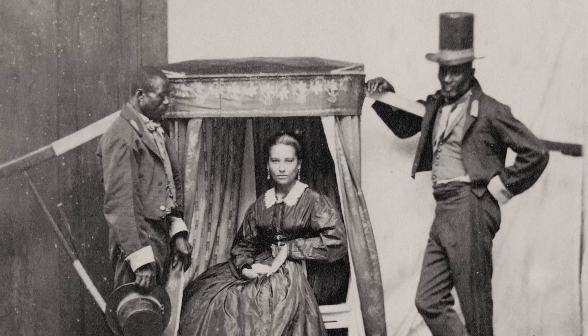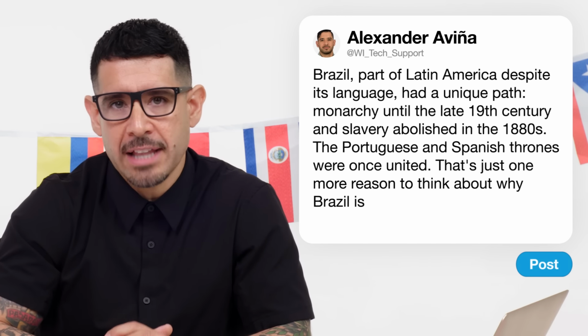It will be the last nation in the Western Hemisphere to abolish slavery in the late 1880s. It's also useful to remember that at different moments, the Portuguese throne and the Spanish throne were one. That's just one more reason to think about why Brazil is fundamentally part of Latin America.